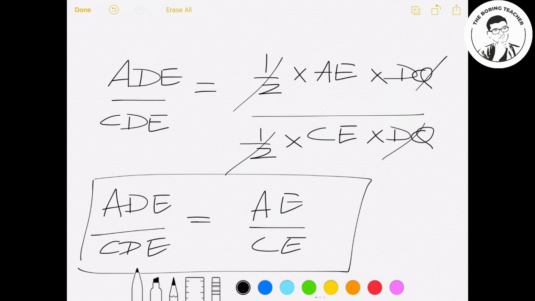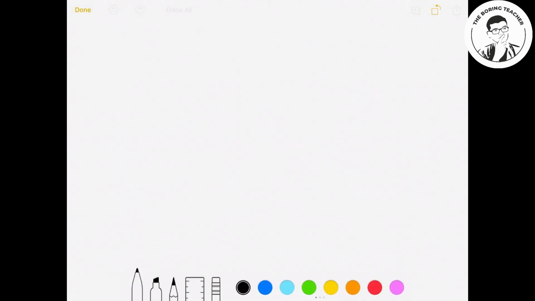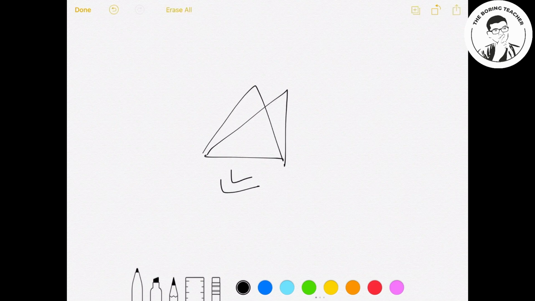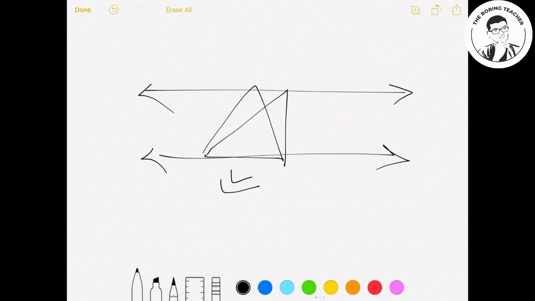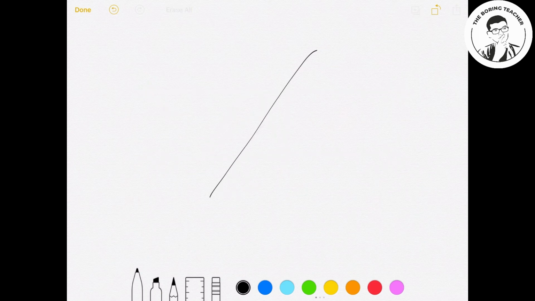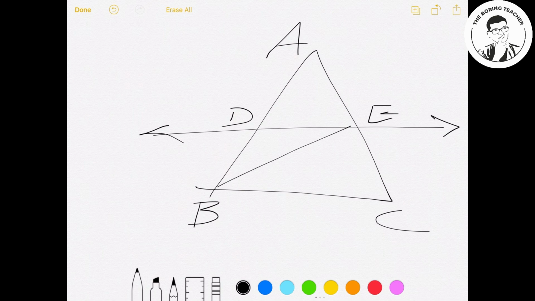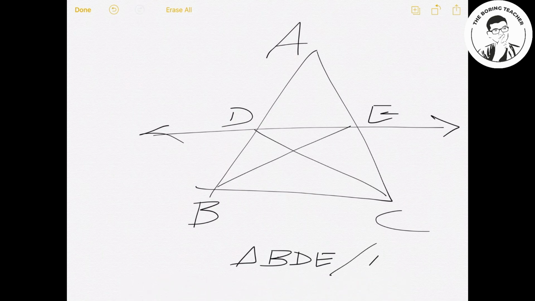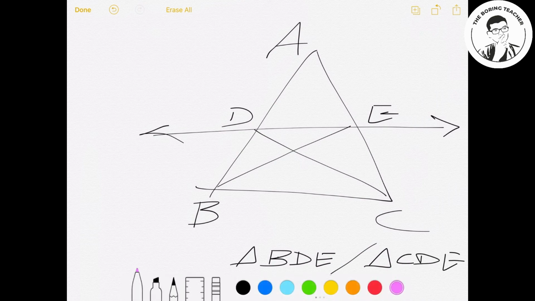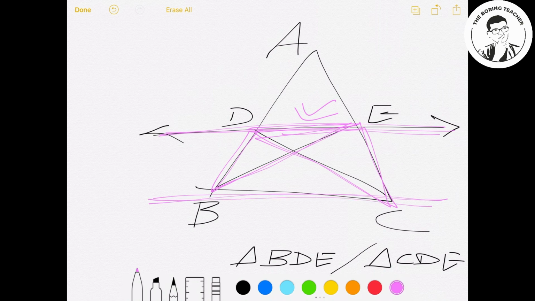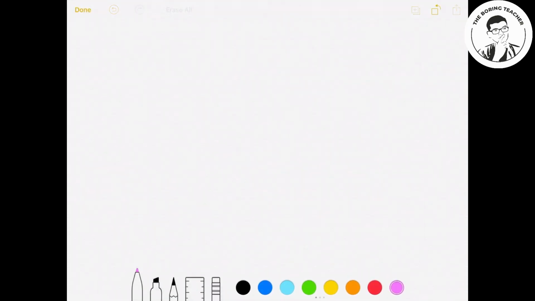Now we are going to recall one more fundamental fact. If there are triangles which are lying on the same base and between the same two parallel lines, then the areas of those triangles are equal, right? Remember this? So if you look at the diagram that we had initially, the triangle BDE and the triangle CDE both lie on the same base DE and they both lie between the same parallel lines DE and BC. So the area of BDE must be equal to the area of CDE.